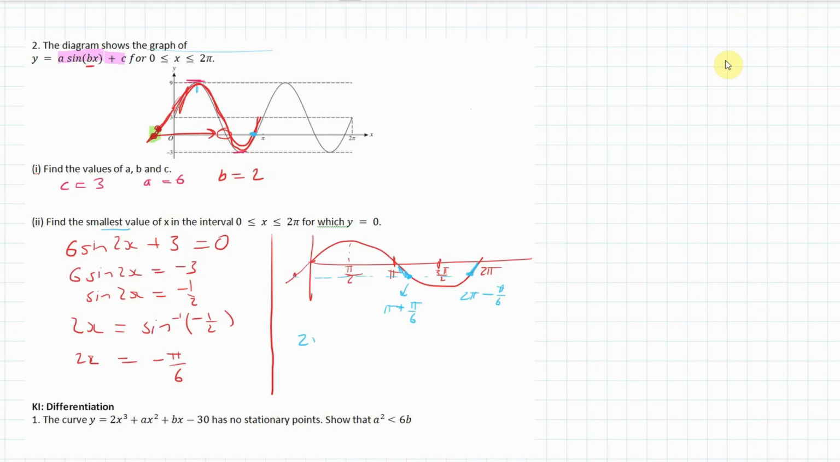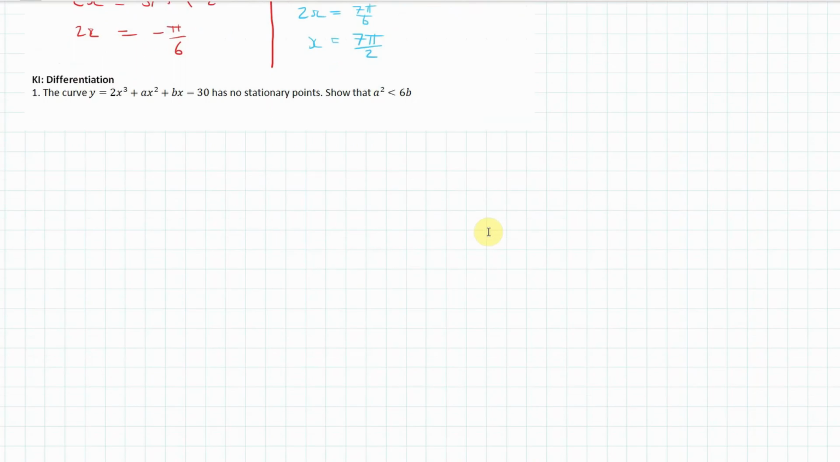So therefore 2x is equal to pi plus pi over 6, or 7 pi over 6. And so therefore x is equal to 7 pi over 12.